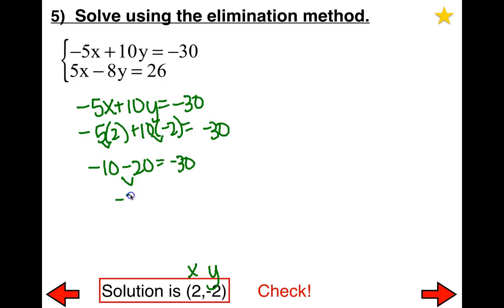-10 minus 20 is -30. So the first one checks out. Now I need to make sure I check the second one because it's not a solution to a system unless it works for both.